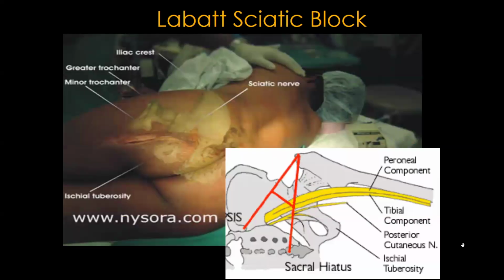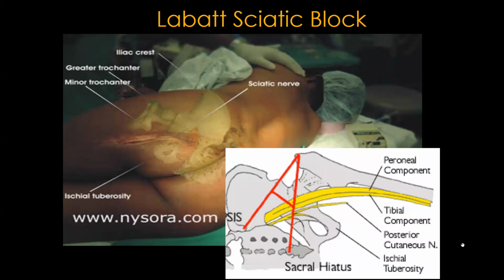All right, so that's the Raj. This is the Labat. There's a line you draw from the PSIS to the greater trochanter, and then in the middle, at a 90-degree right angle, you go down 4 centimeters and drop your needle in. It's like you take a marker and draw from here to here, and then 4 centimeters down off the middle, that's where the nerve is going to be.